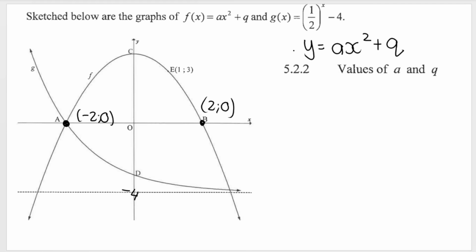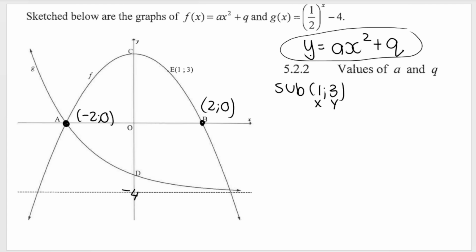We're going to take the formula for the parabola, which is like this, and I'm going to sub in the following points, 1 and 3. Remember, this is a coordinate, so in the place of x, I'm going to put 1. In the place of y, I'm going to put 3. So I'm going to substitute it into this. Okay, so in the place of y, I put 3. In the place of x, I put 1. Okay, so that's what I got so far.